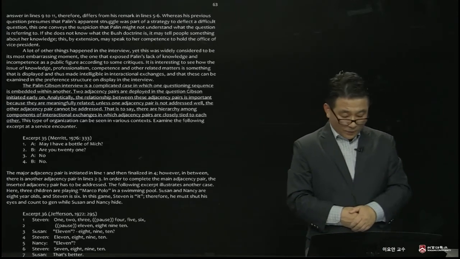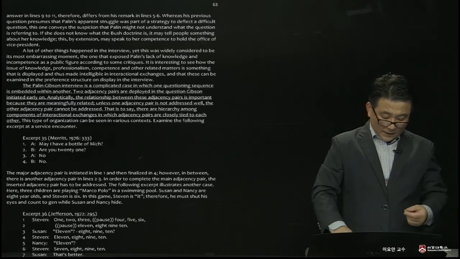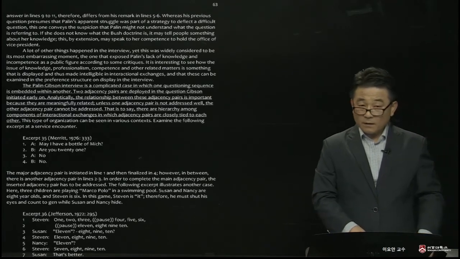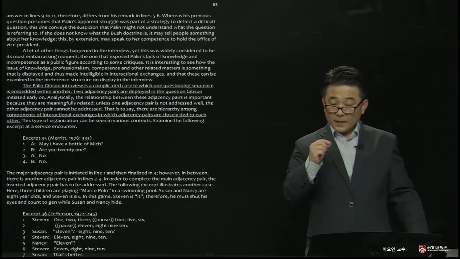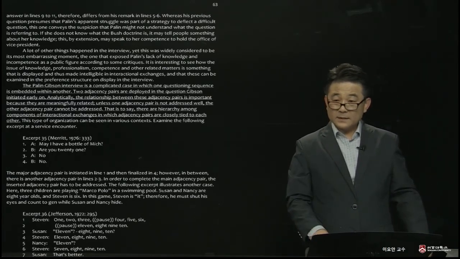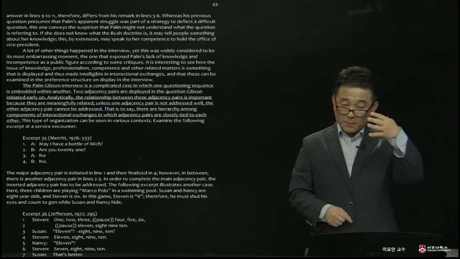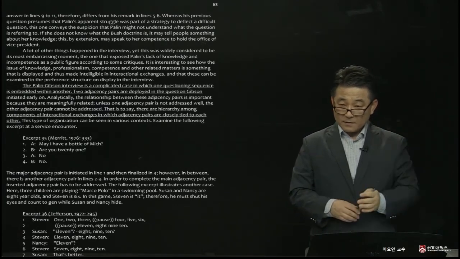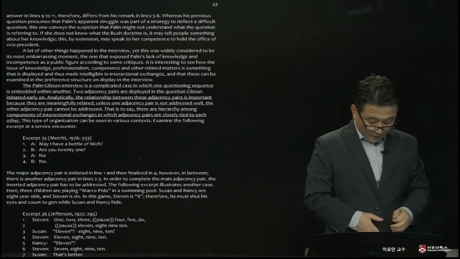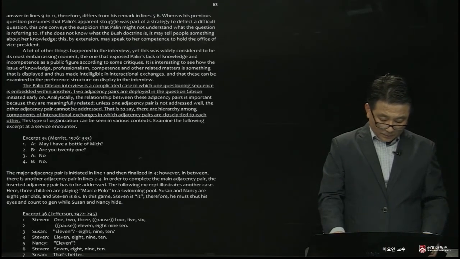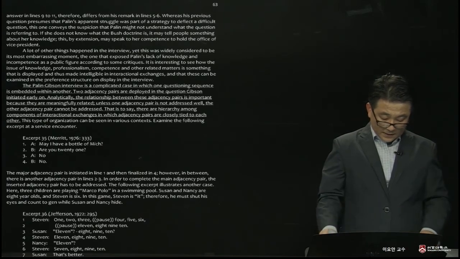Right? So this is what Jefferson calls an embedded side sequence. The adjacency pair is embedded in another section. So that is the example presented in 35 and the excerpt in 36.